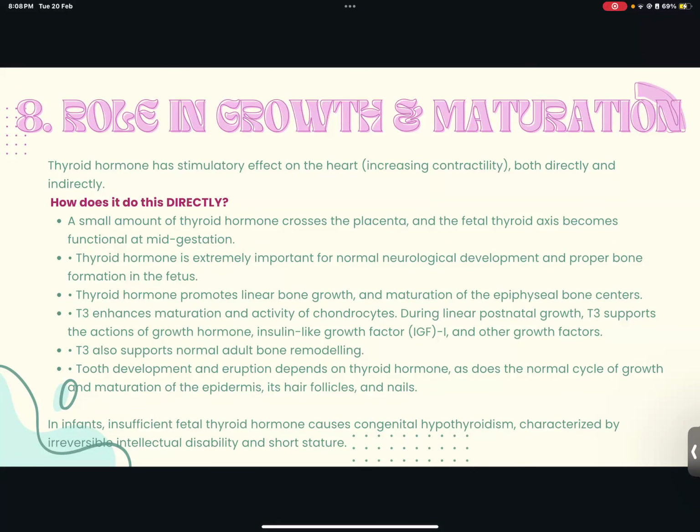So again, this is a mistake. I don't know why it's added on to every slide.